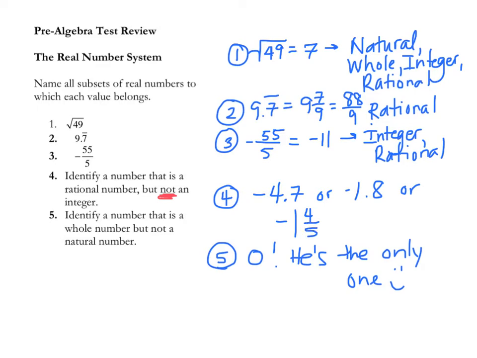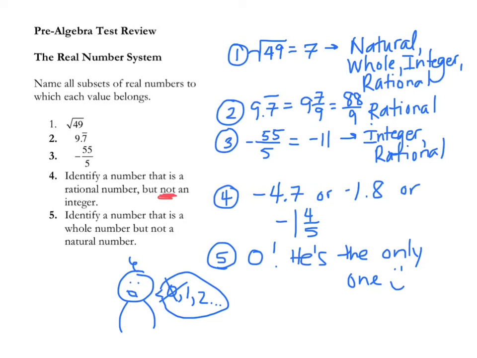Just a coinky-dink. Last one, identify a number that is a whole number, but not a natural number. The only one is 0. He's the only one that's a whole number, but not a natural number. Try to think of him as the number with a hole in the middle. Maybe that'll help you remember. You can also remember that babies do not start counting with the number 0. 0, 1, 2. No, they don't start with the number 0. They say 1, 2, 3, and so on. It doesn't make sense, the concept of 0, when you're really little.